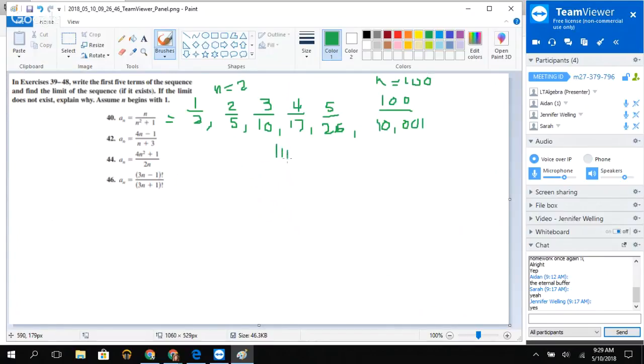So the limit as n approaches infinity of a sub n, in number 40, is 0, right? The denominator is growing so much more than the numerator that when you divide by a really big number, eventually you're going to get to 0. Okay?